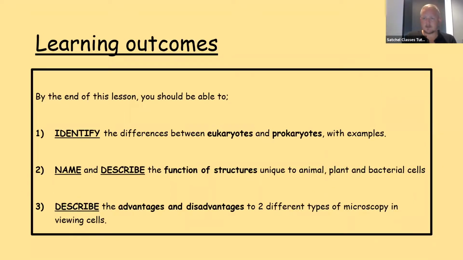So what you need to be able to do by the end of this, building on what you've learned in Key Stage 3, is to identify differences between eukaryotes and prokaryotes with examples. Name and describe the function of structures that are unique to animal, plant and bacterial cells. And finally, describe the advantages and disadvantages of two different types of microscopy. Most exam boards talk about two types. You should be able to say why they're useful and why they're not so useful.